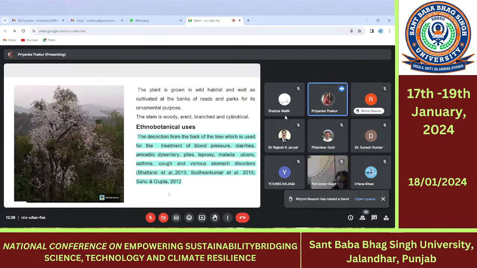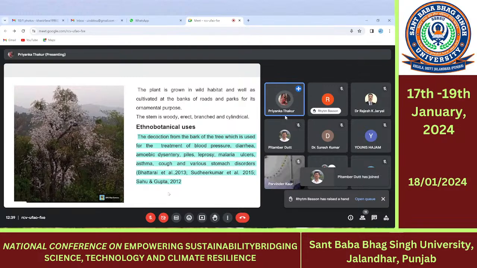So this is the photograph of the tree in its wild habitat. This plant generally grows in wild habitat, and is also cultivated at the banks of roads and in parks for ornamental purposes. The stem of this plant is woody, erect, branched, and cylindrical. If I talk about the ethnobotanical uses of this plant, each and every part is very useful. If I start with the bark, a decoction is prepared from the bark of this tree, which is used for the treatment of various diseases. Various medicines are prepared which are used to treat blood pressure, diarrhea, and dysentery.